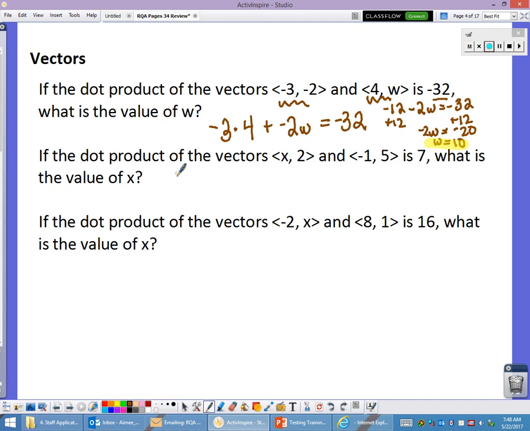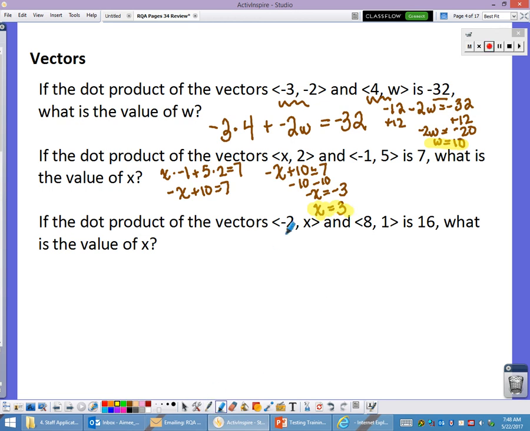Okay. Next one I'm going to do the same thing. So x times negative 1 plus 5 times 2 equals 7. So therefore my equation is negative x plus 10 equals 7. So if I solve that equation for x, I'm going to subtract 10. Negative x equals negative 3. Divide both sides by negative 1 and x equals 3.